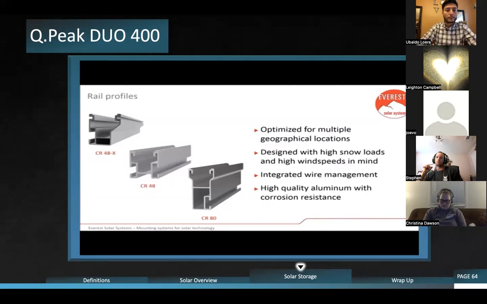Both or all three of our rail profiles come in mill and dark anodization, and they also come with integrated wire management, which is going to help you guys reduce the expense of zip ties or any clips. You can easily hide your wires through our integrated wire management that comes with our rail profiles.